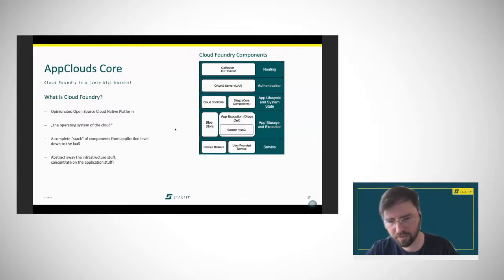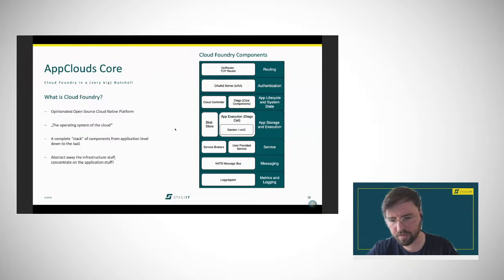There are some services, as you have seen, registered over service brokers. You can also provide your own user-provided services there with Cloud Foundry. And for the messaging, there's a NATS message bus underneath. And then we have the log aggregator to basically get all metrics and all logging together into one big aggregated state, so that we can use it over the whole Cloud Foundry. So those are the different components.